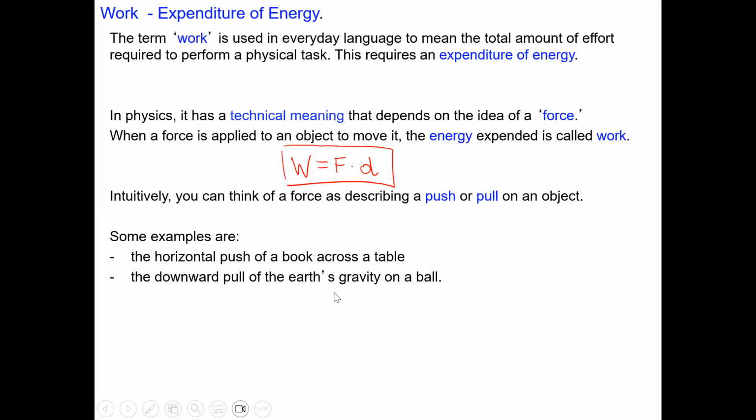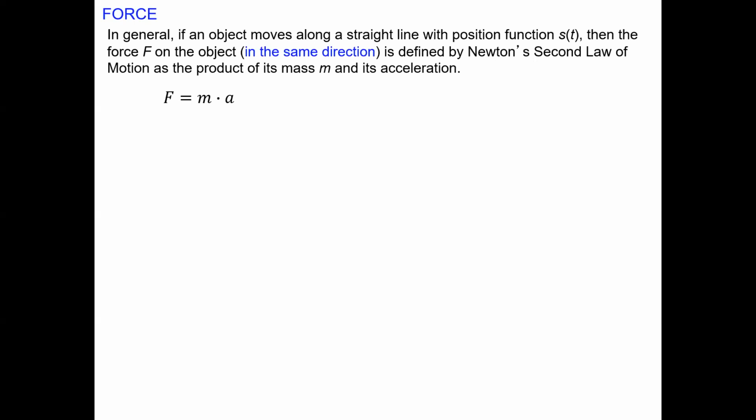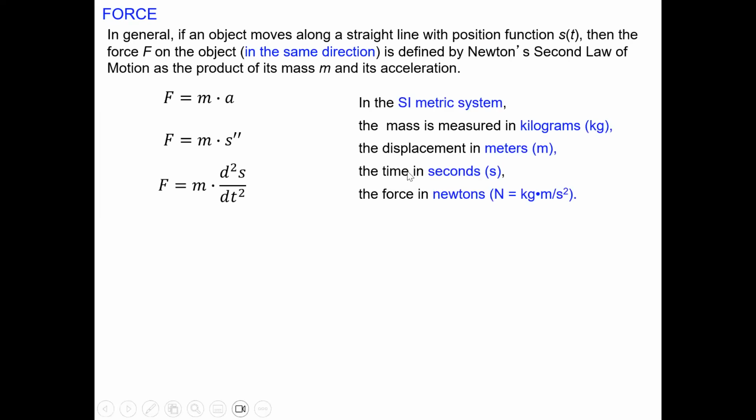This is some information about work. Let's talk about force for a second. Based on Newton's second law, force is mass times acceleration, and acceleration is the second derivative. In the SI metric system, mass is in kilograms. The second derivative is the rate of change of distance with respect to time, the first derivative, and then again with respect to time, so we have distance, meters, over time squared, with time in seconds, times the mass in kilograms.